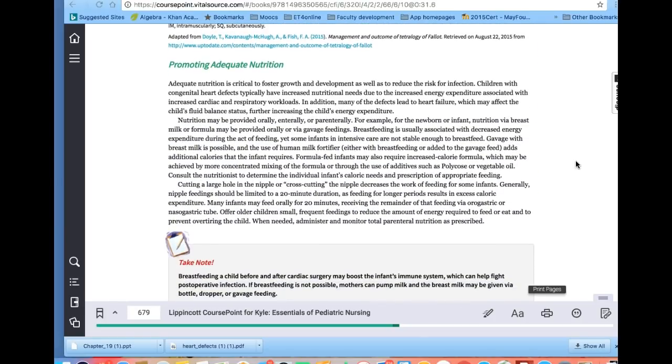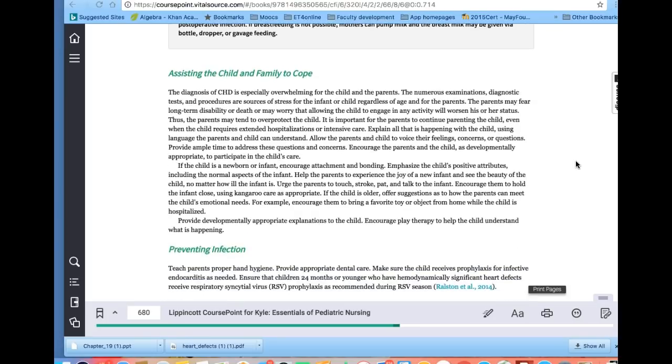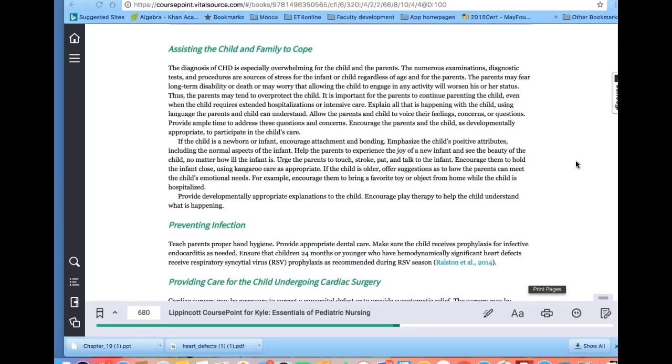Promoting adequate nutrition because, like I said, failure to thrive goes along with a lot of the cardiac defects because these kids just get so tired eating. So mom may need to feed more often, higher calorie formula, etc. And then assisting the child and the family to cope. This is a lot for parents to take, especially with a newborn.